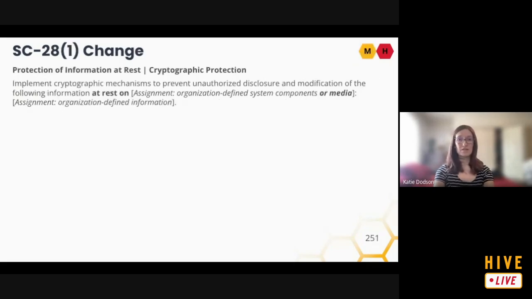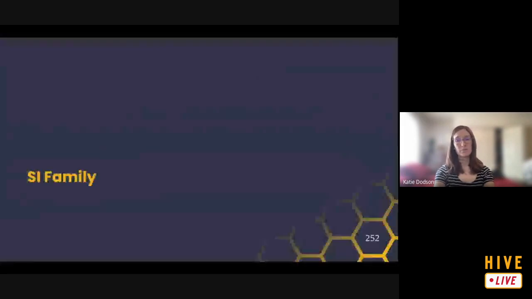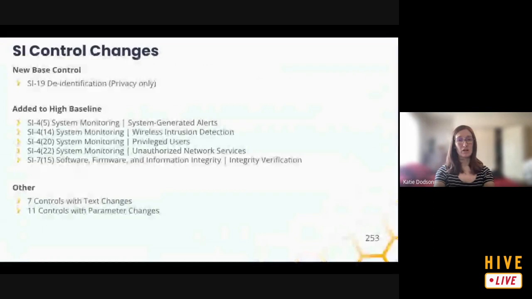SC28.1, a little bit of language change here. So implement cryptographic mechanisms to prevent unauthorized disclosure and modification of the following information at rest on components or media. So that's new, and that's it. So moving on to SI, there is a new base control only for the privacy baseline. So that's SI19 about de-identification. The high baseline got a couple of new controls. So system generated alerts, wireless intrusion detection, privileged users, unauthorized network services, and integrity verification.